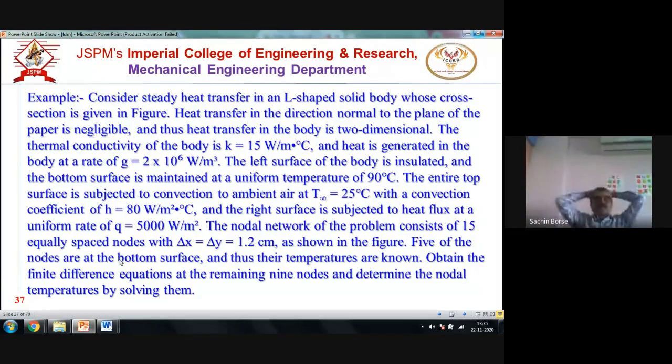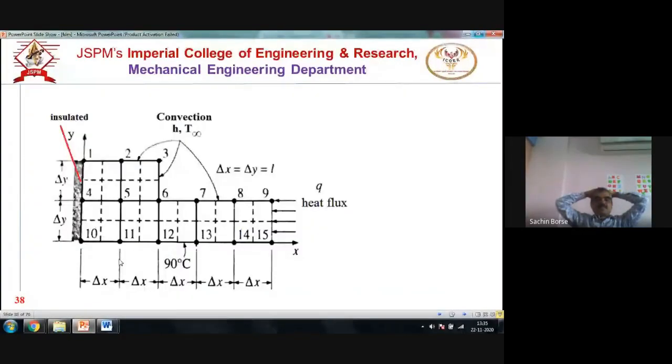So here we have to use the finite difference method. Now move further, we have to show the diagram. In the next slide, you can see the diagram. On the left hand side it is insulated, on the right hand side there is some heat flux Q, at the bottom there is 90 degrees, and on the top there is convection to the surroundings, with h and T infinity given.